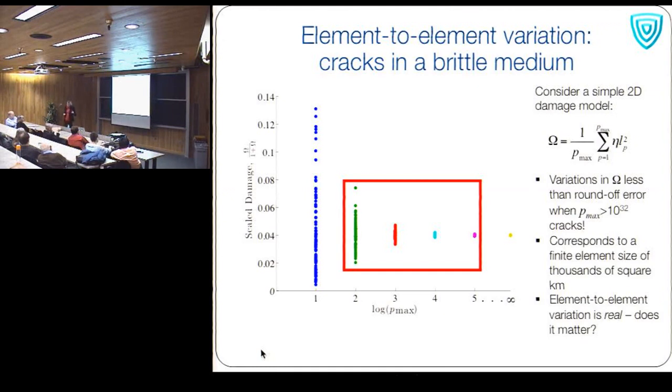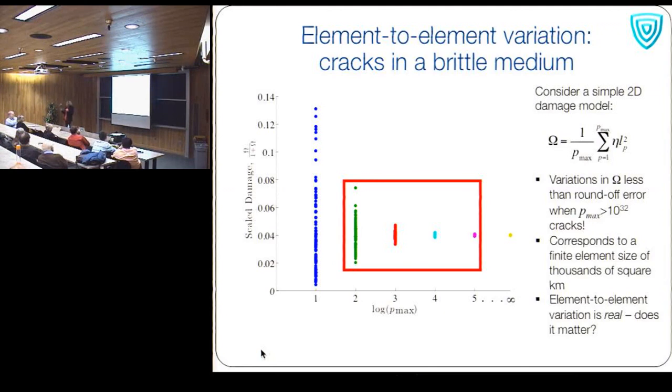But what we asked was, when does this happen? When do we not have to go to infinity? We said, well, we should think about when the variations in damage are less than the round-off error. And it turns out that happens when the number of cracks in the sample is about 10 to the 32nd.